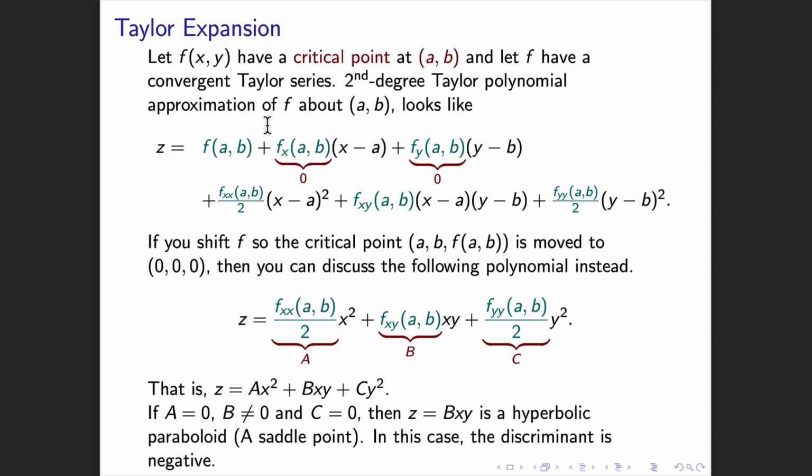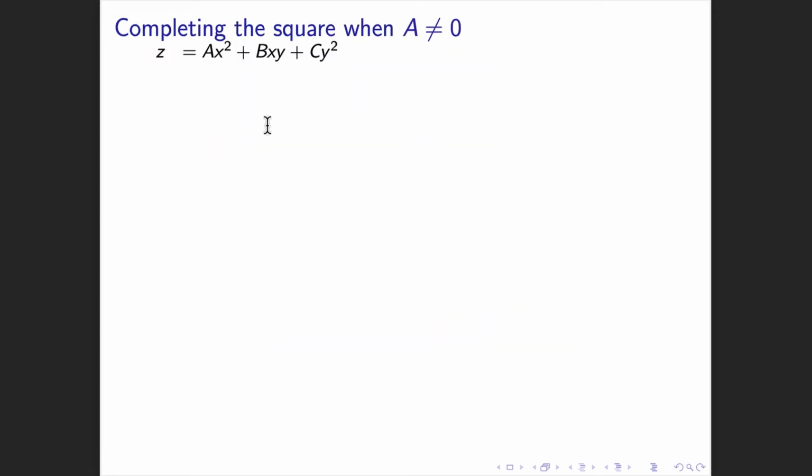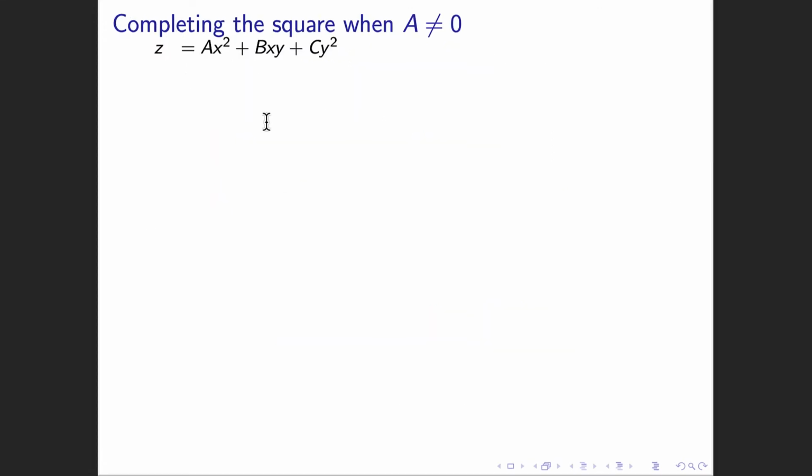Because if both A and C are 0 and B is not 0, then Z, the Taylor polynomial, will look like Z equal to B times xy, which is a hyperbolic paraboloid, a saddle point. In this case, the discriminant is negative, and basically the second derivative test works. So we can put this case aside and, to understand the shape in the other cases, let's start with when A is not equal to 0.